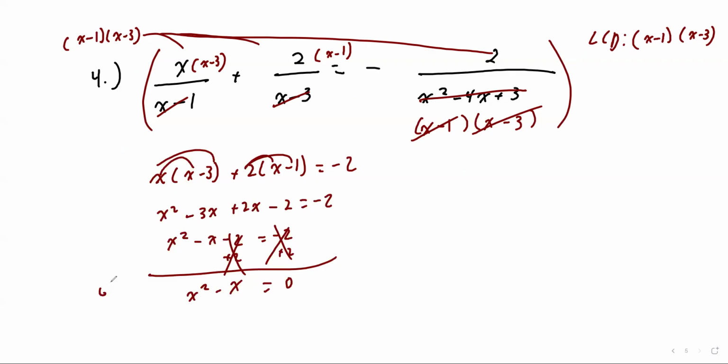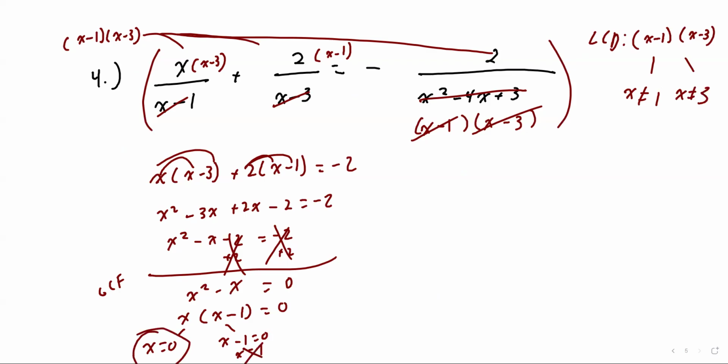And then now I will do greatest common factor. I'll factor out an x, and I'm left with x minus 1. Set those factors equal to 0. So I get x equals 0 and x minus 1 equals 0, which is just x equals 1. But verify over here: x cannot be 1 and x cannot be 3. So I have to discard the 1, and now x equals 0 is my only answer. Definitely make sure you're checking to see what x cannot be so that you don't actually type in the wrong numbers.